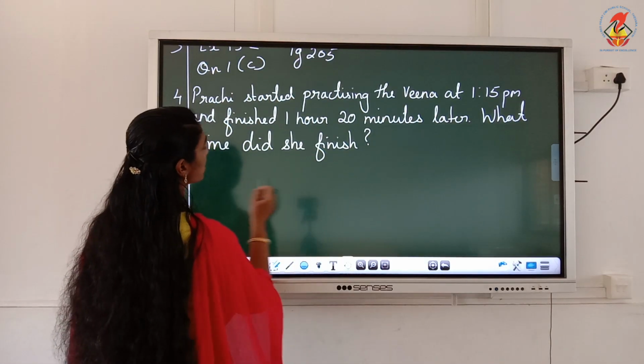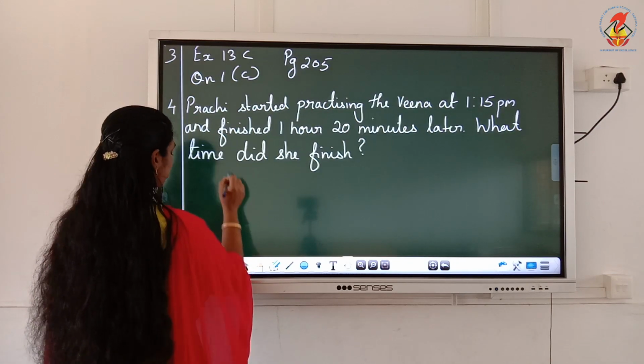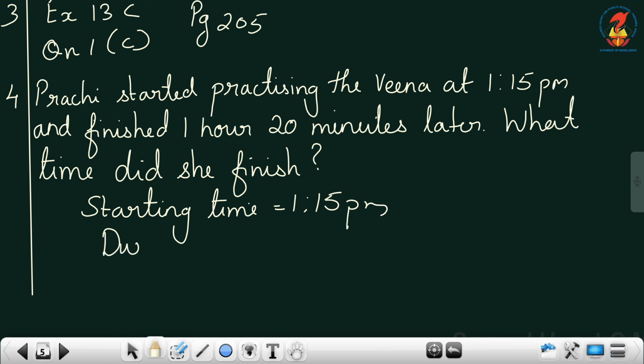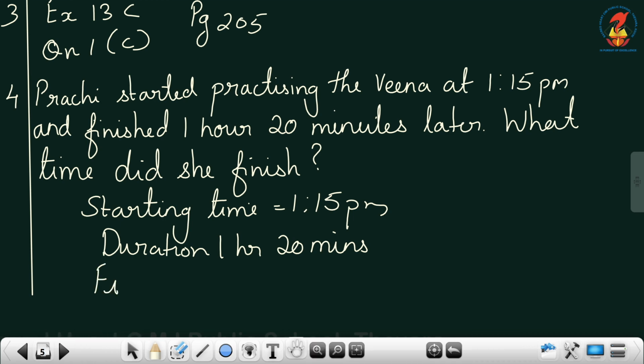So you can write starting time equal to 1:15 p.m. Duration is 1 hour 20 minutes. So they are asking you at what time did she finish. So that is the finishing time you have to find out. To find out the finishing time, again 1:15 p.m. plus 1 hour.